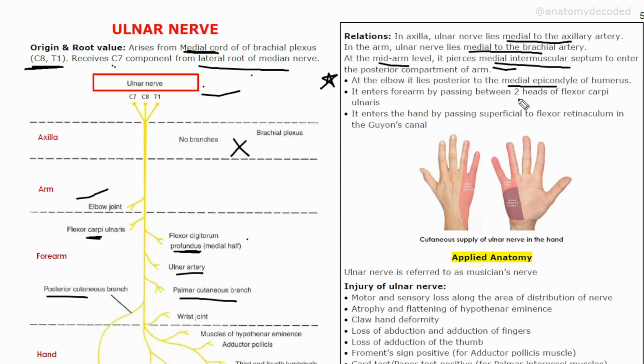Then it passes between the two heads of flexor carpi ulnaris to enter the forearm. Before entering the hand, it passes through a space superficial to the flexor retinaculum, that's referred to as Guyon's canal. The nerve passing through Guyon's canal is the ulnar nerve. So the course of the ulnar nerve up to the forearm is clear, and the majority of its nerve supply it gives in the hand region.